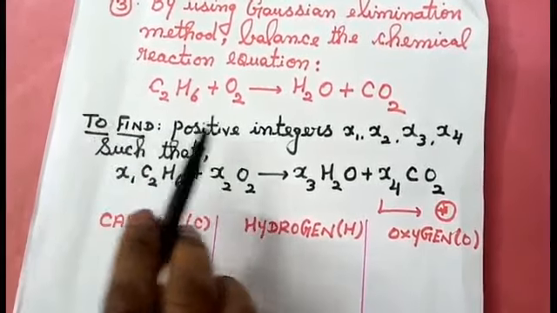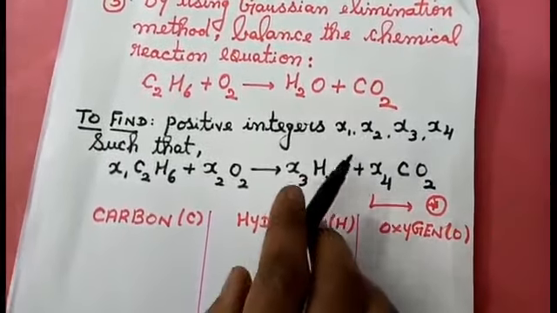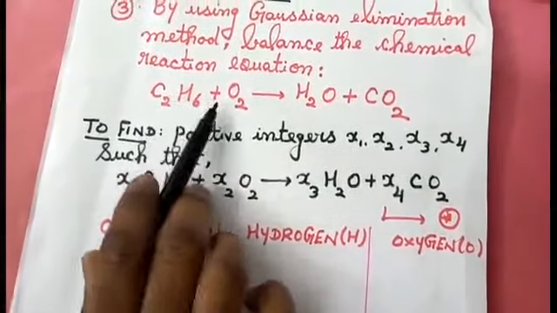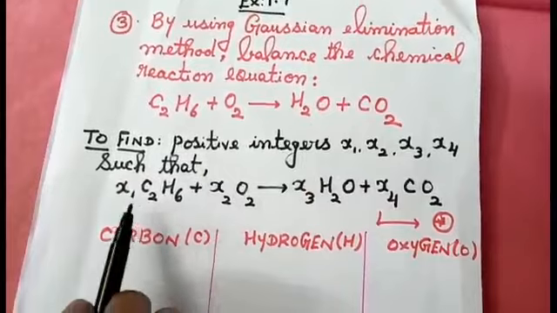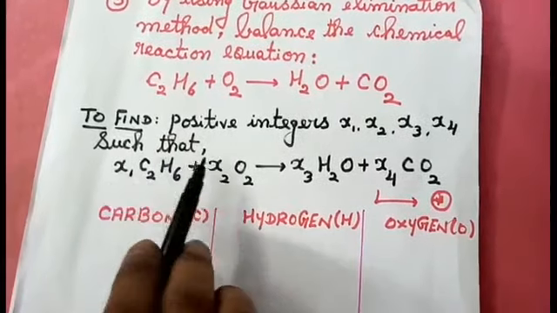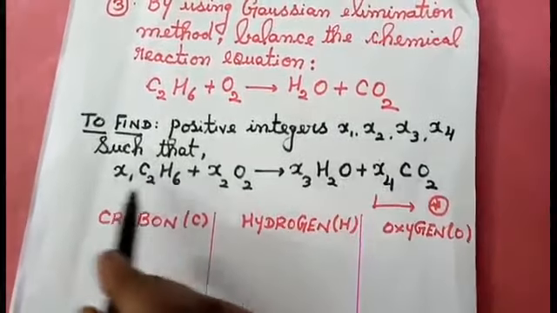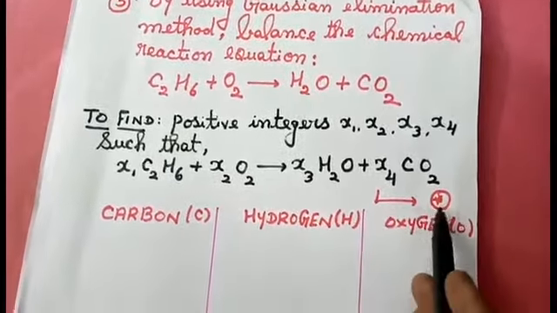That is, we are going to find positive integers x1, x2, x3, x4. Why I am having 4 positive integers is, left hand side I am having 2 terms and right hand side I am having 2 terms. I am multiplying those positive integers like this, that is x1, x2, x3 and x4, and in this place only I am going to balance the chemical reaction, and I am marking it as star.